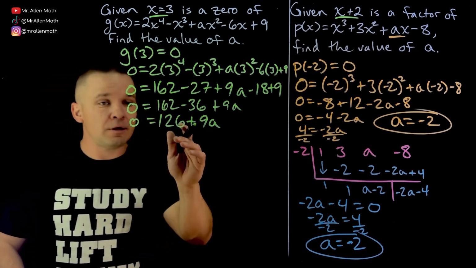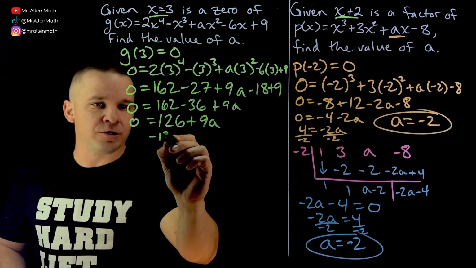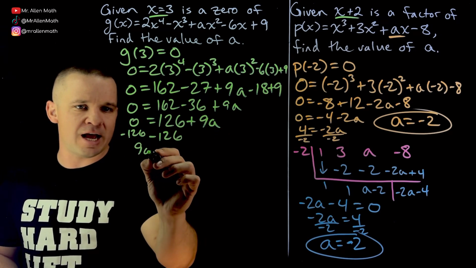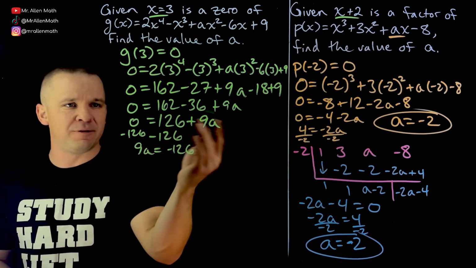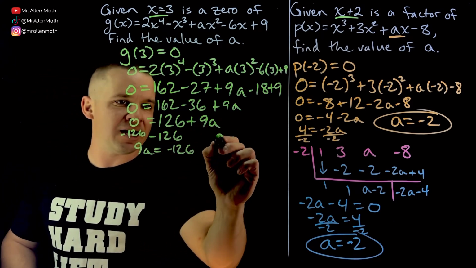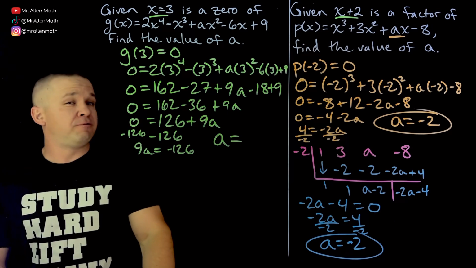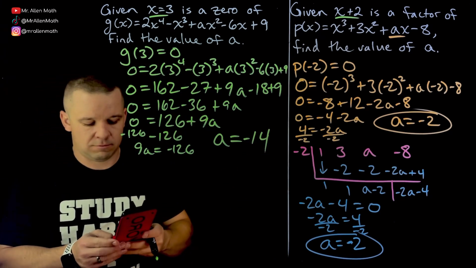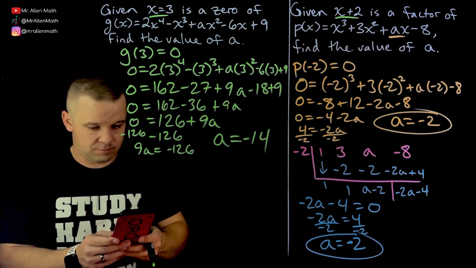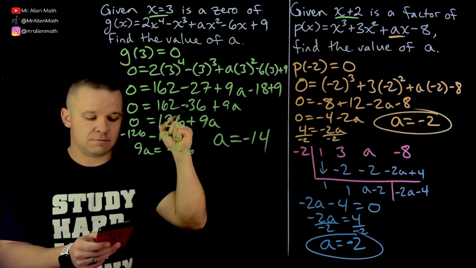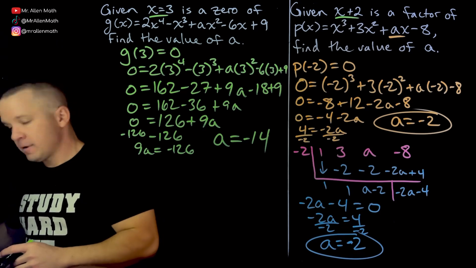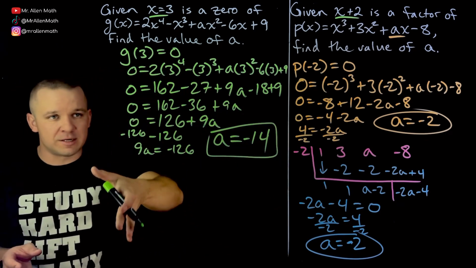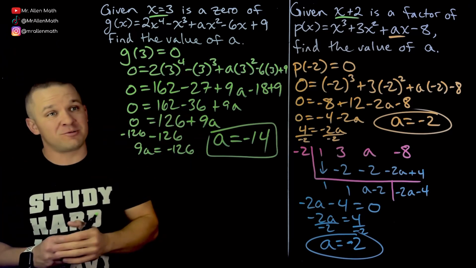Anyway, let's subtract 126 on both sides. And I get 9a equals negative 126. I don't know why I flip-flopped that, but I did. Divide by 9, I get a equals negative 14. Boom. Okay. So there's my a value from direct substitution with some sketchy numbers, right? They get kind of big.